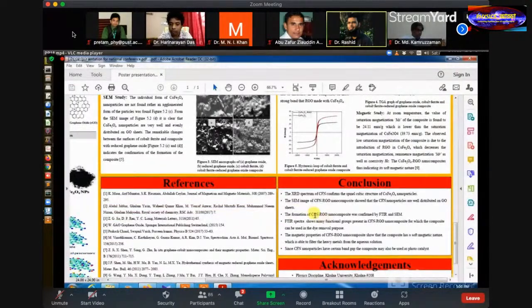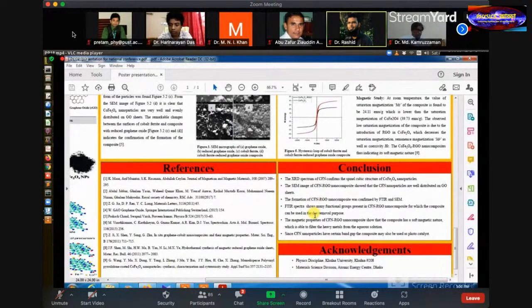The XRD spectrum confirms the expanded structure of CFN. Many functional groups were found in the FTIR spectrum of the composite. Soft magnetism was also found in the analysis.